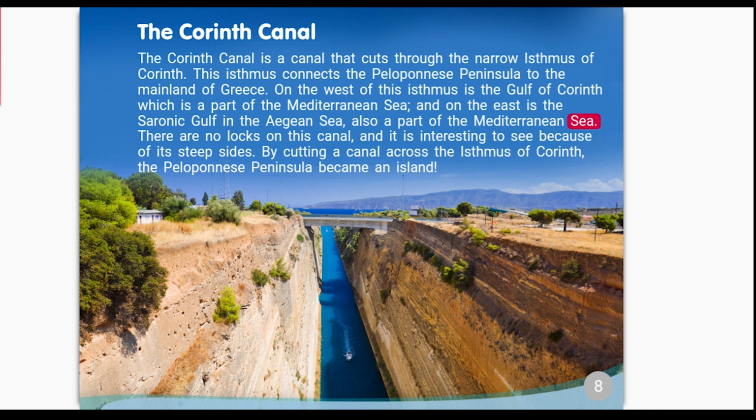There are no locks on this canal, and it is interesting to see because of its steep sides. By cutting a canal across the Isthmus of Corinth, the Peloponnese Peninsula became an island.